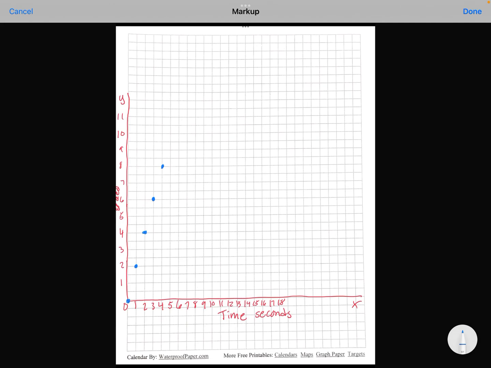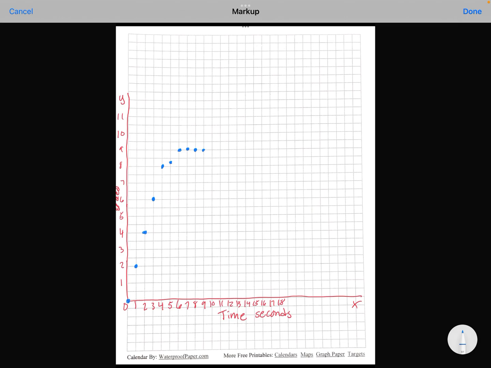At our fifth second, we are at 8.5. So there's 8, and we're going to say 8.5 is right here in between, halfway. At our sixth second, we are at 9. 7 seconds, we are at 9. 8 seconds, we're at 9. 9 seconds, we are at 9.